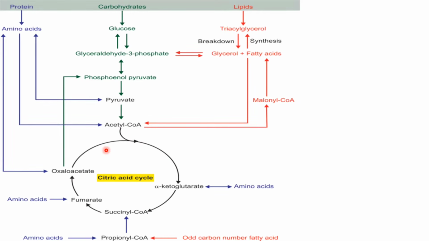There is a synthesis of glucose from odd carbon number fatty acids. There is a synthesis of propionyl-CoA from odd carbon number fatty acids by beta oxidation. This propionyl-CoA can be converted to succinyl-CoA, which enters into the TCA cycle, and there is a synthesis of glucose via gluconeogenesis.